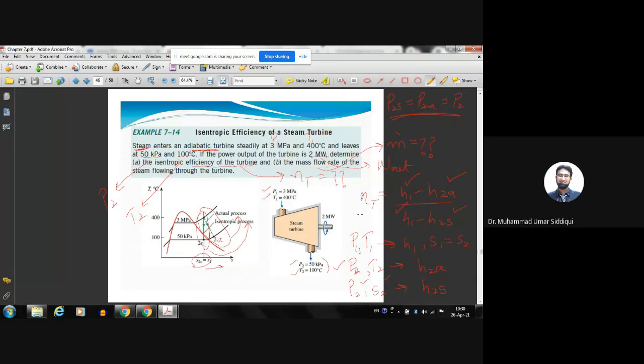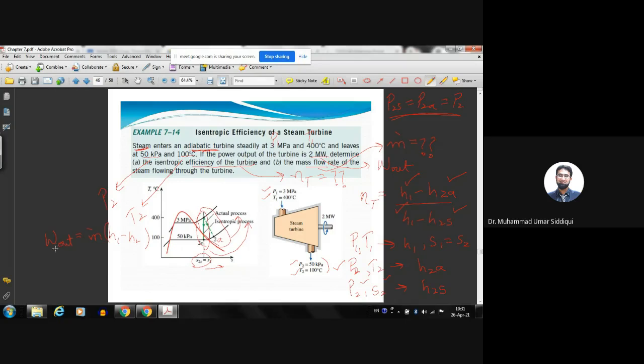Okay. The next thing is the mass flow rate. We need to determine the mass flow rate since we know the work output of the turbine. So here the work out, for the case of the turbine, will be m dot times (h1 minus h2). Here we have two different H2s. We have H2S and H2A. Remember, whenever we are determining the work in, work out, Q in, Q out, we are never going to use the isentropic value. We are always going to use the actual value.